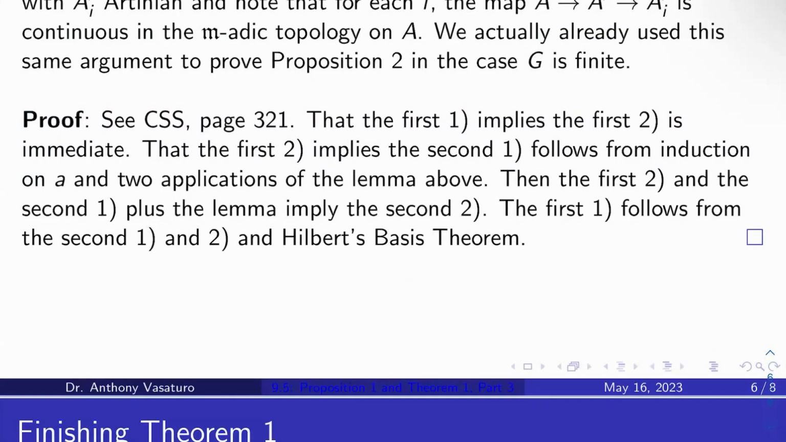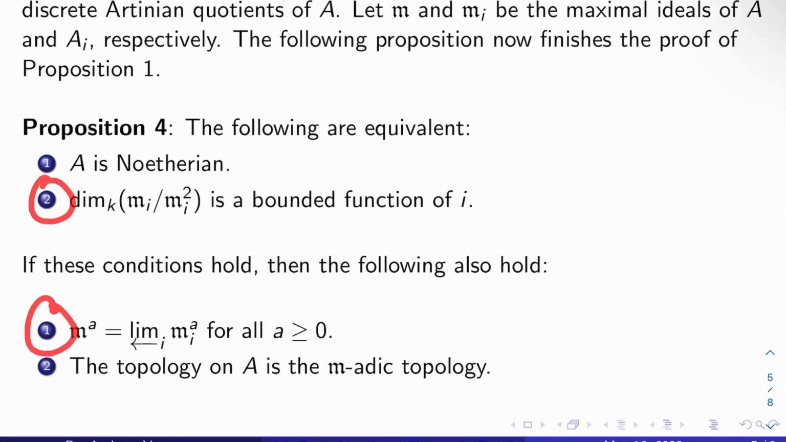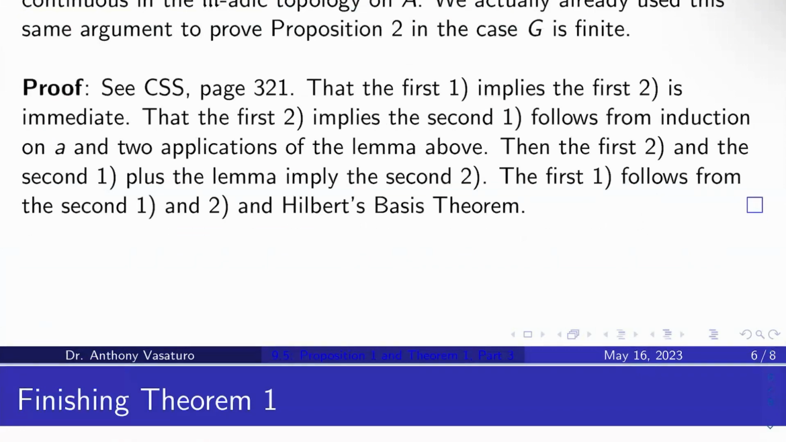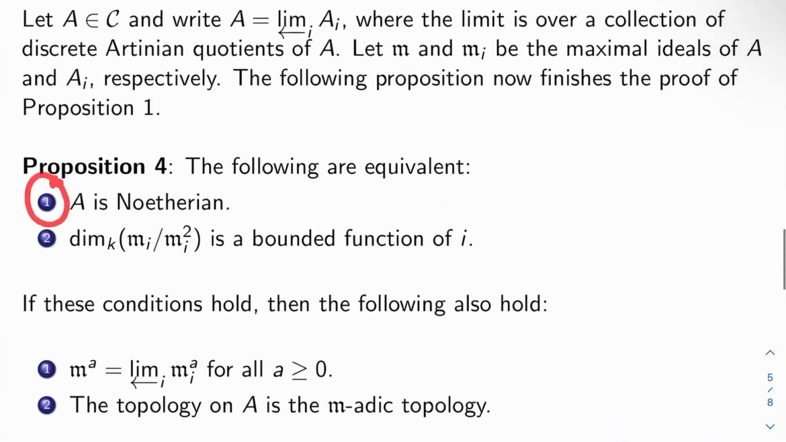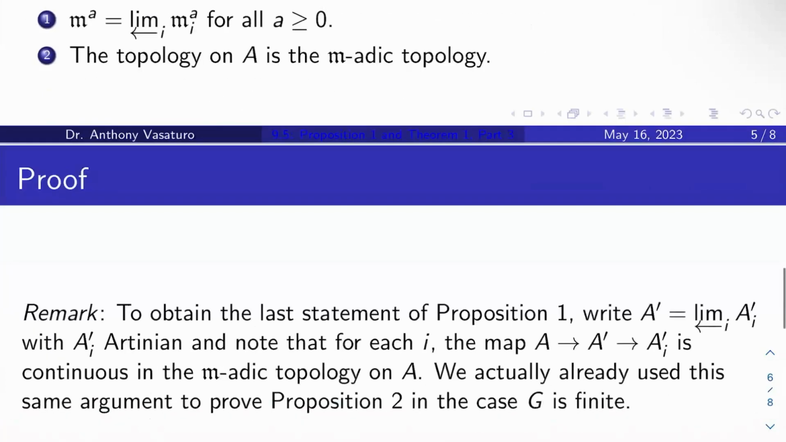And then the first two and the second one plus the lemma on inverse limits imply the second two. So you take these two plus the lemma I gave you, and you get this, okay? And then finally, that the first one follows from the second one and two, and then Hilbert's basis theorem, actually. Okay, so we still need this, but you kind of use all these in Hilbert's basis theorem to get that, and then you're done. Okay, so that's proposition 4.